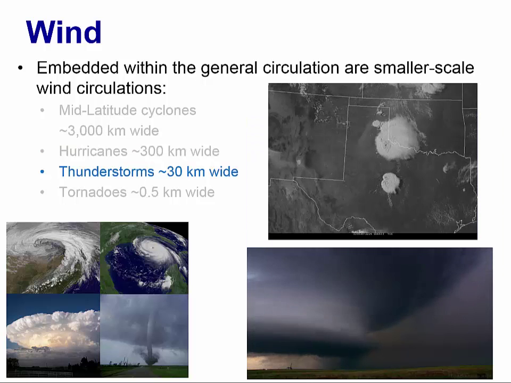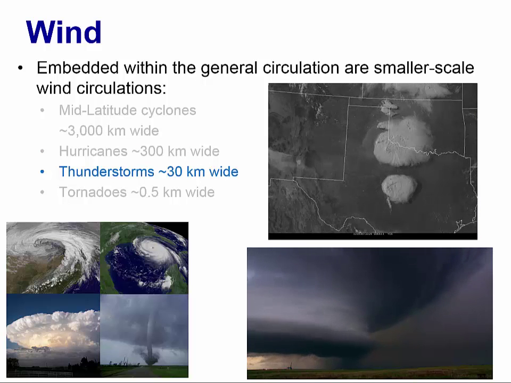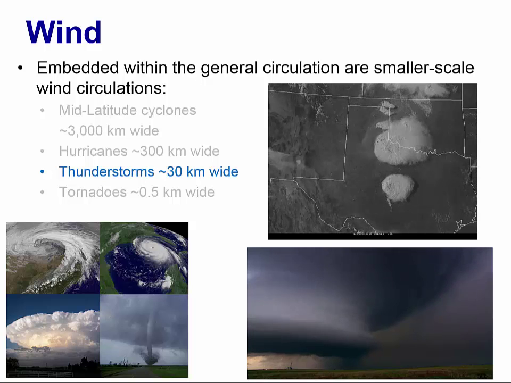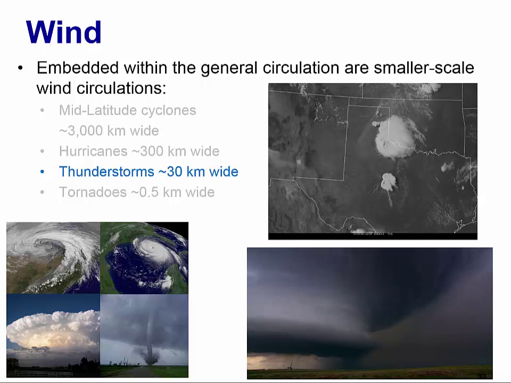Embedded within mid-latitude cyclones and hurricanes, we have individual thunderstorms, and these are another order of magnitude smaller, on average about 30 kilometers in diameter. And then the cloud tops can actually be even larger, as you can see individual storms rolling across the Texas Panhandle. Individual components of thunderstorms are even smaller.